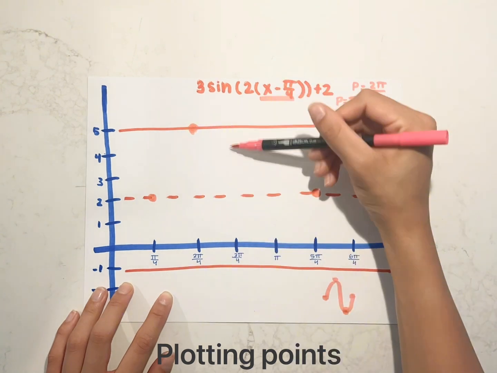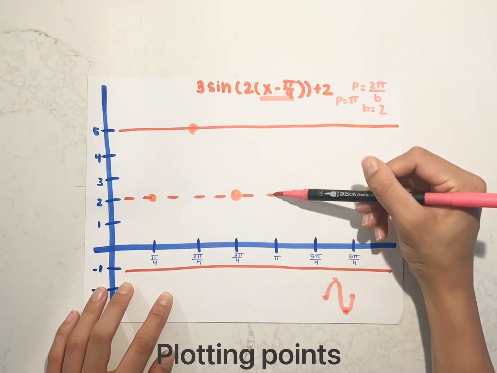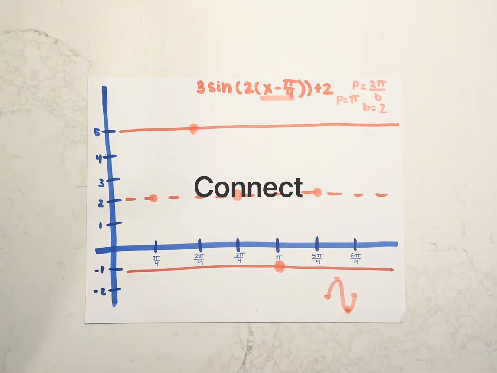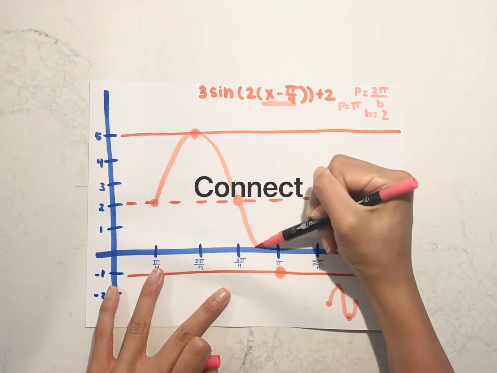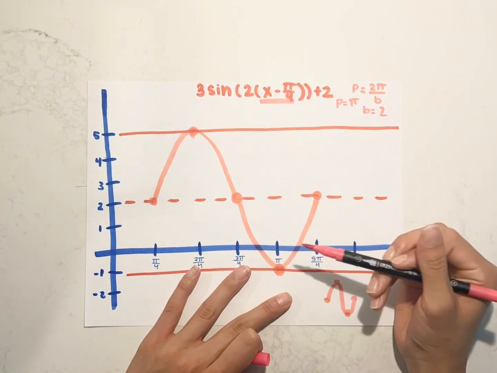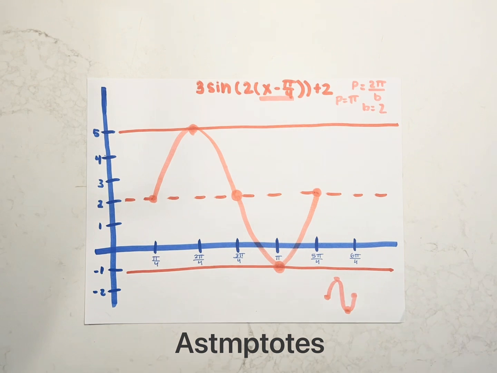Now, from our starting point, we are going to go over one interval, go up to the amplitude, go back to the midline, another interval, go down to the minimum, go over another interval, back to the midline, then connect the dots, and there you have it.